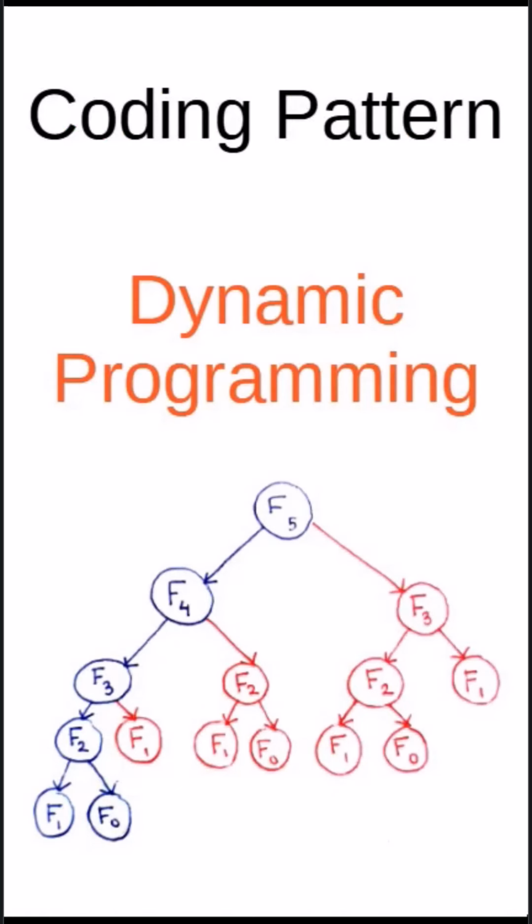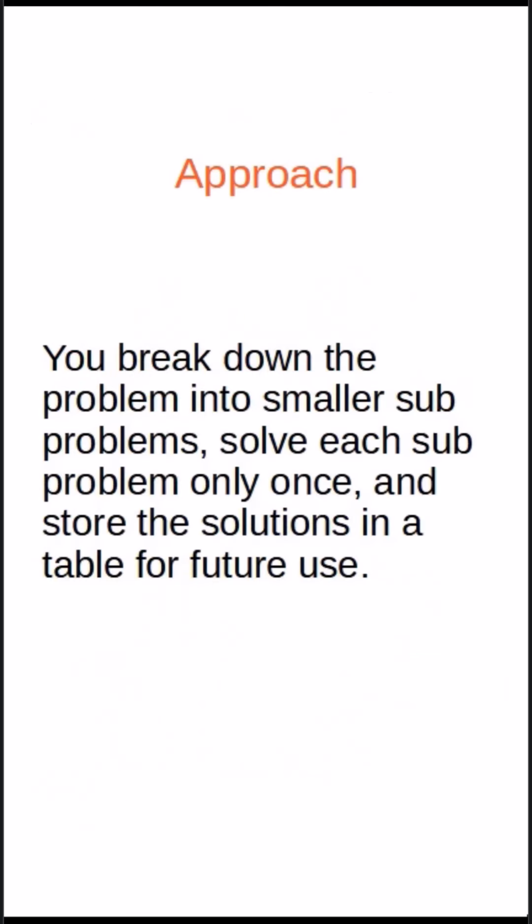Dynamic programming is a powerful technique for solving complex problems by breaking them down into simpler subproblems and storing the solutions to avoid redundant calculations. When should you use it? Whenever you encounter problems with overlapping subproblems and optimal substructure, such as those involving optimization or counting.